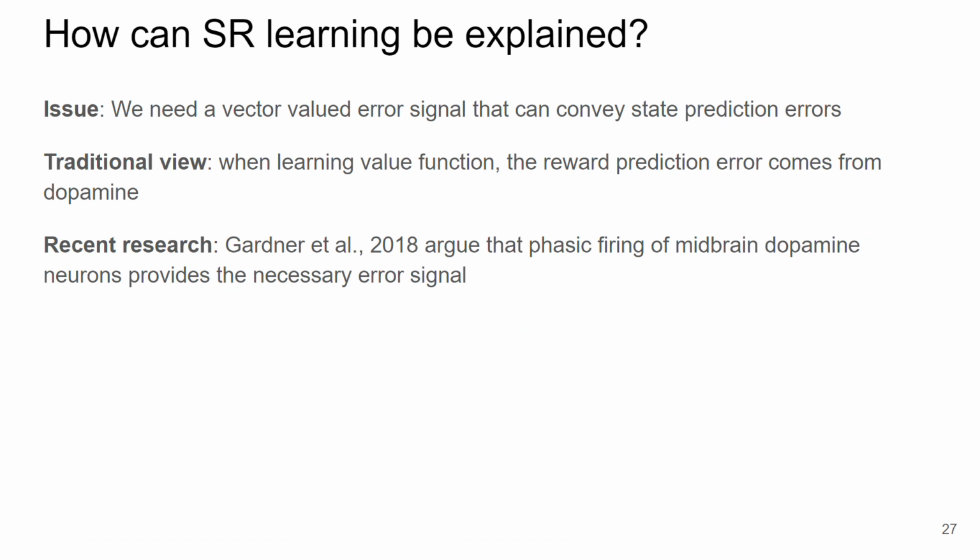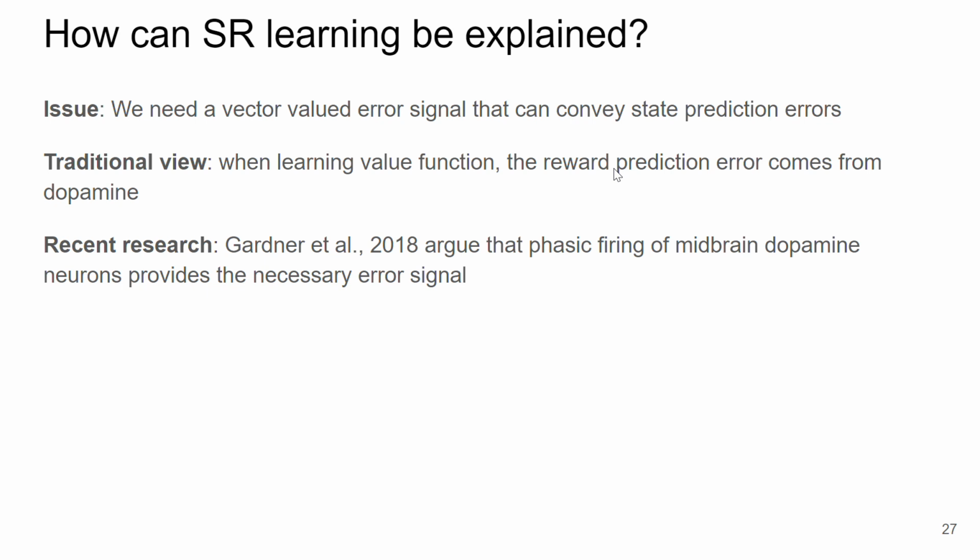But we have one big issue here, which is we need a vector valued learning function for the SR, as we discussed. But the traditional view of how we learn the value function is through the reward prediction error that comes from dopamine. And the traditional view is that the dopamine encodes a scalar. Okay, maybe I should give you a little more context here.